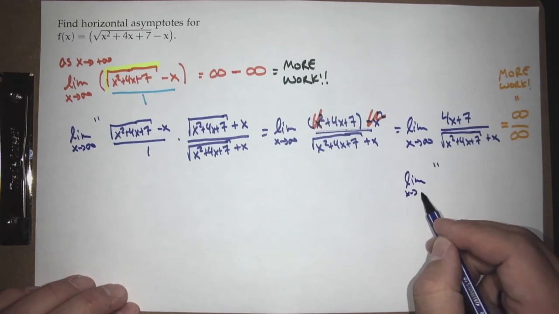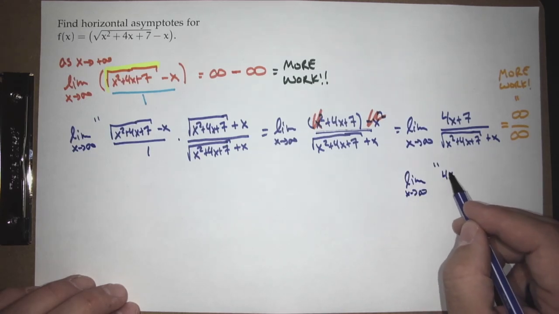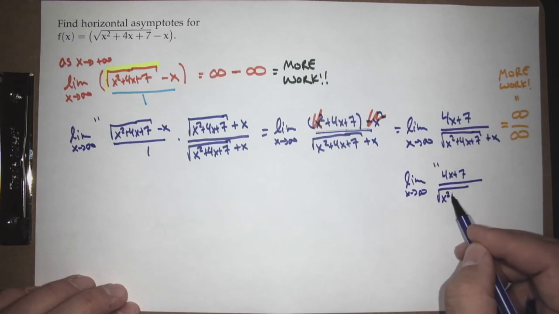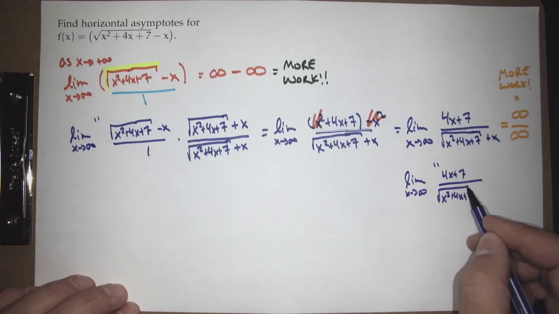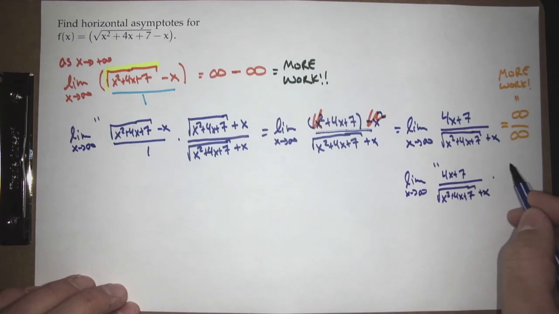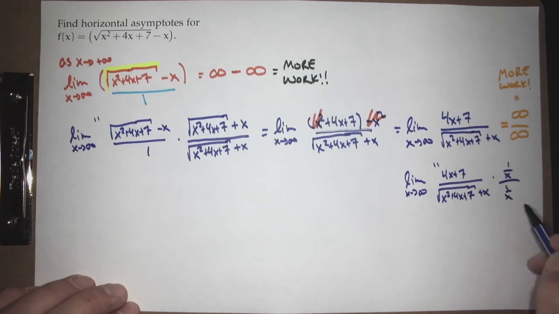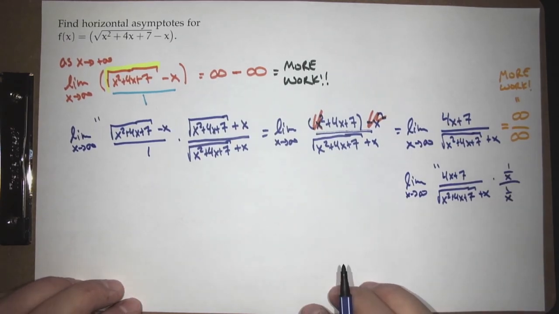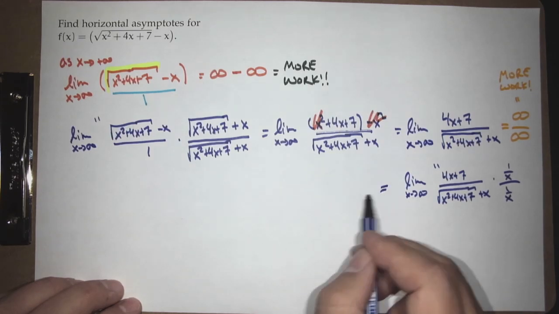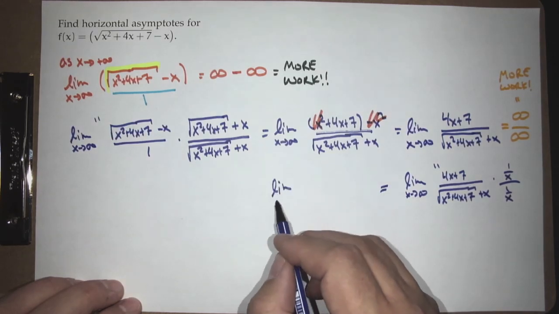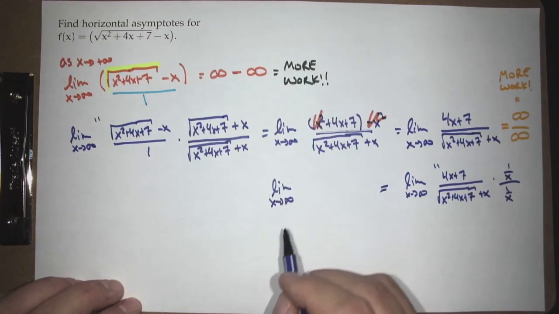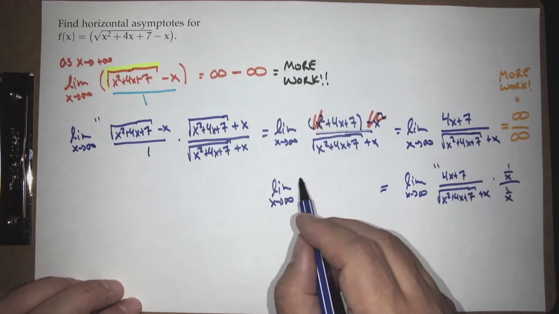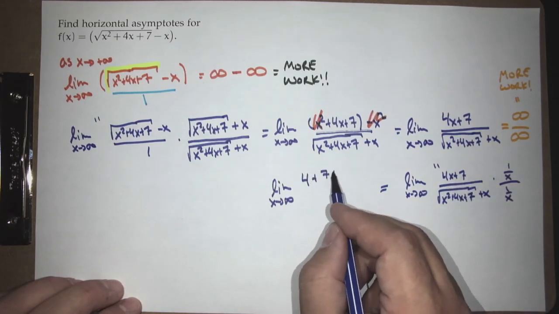Limit as x goes to infinity. We're going to copy this again. Square root x squared plus 4x plus 7 plus x. Multiply top and bottom by 1 over x. That's us applying our brakes. Okay. I hope we leave room for the other half of this problem. Okay, so multiplying the top, we get 4 plus 7 over x.